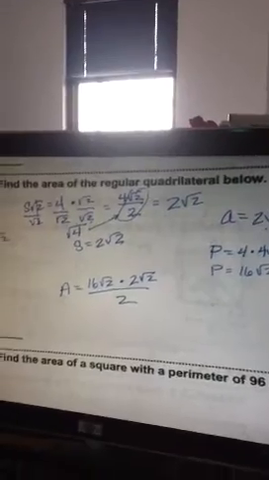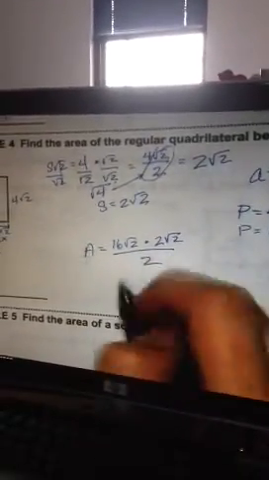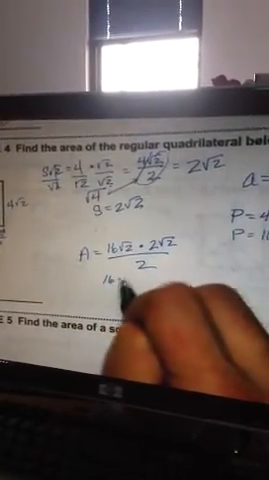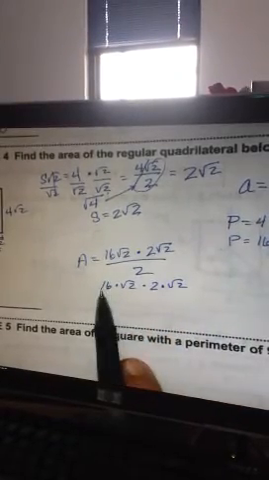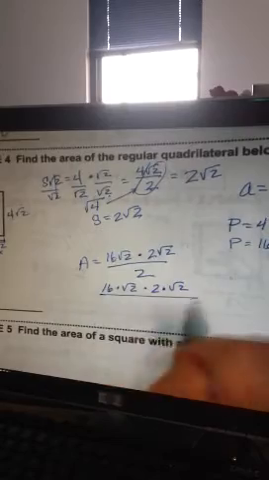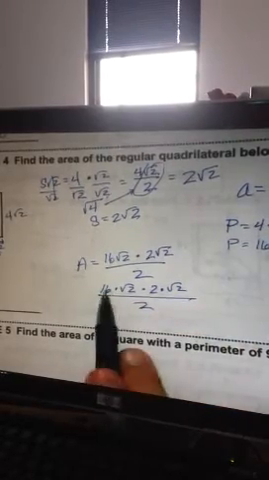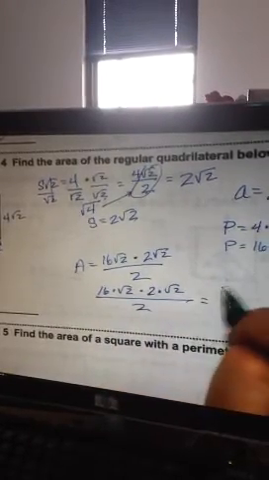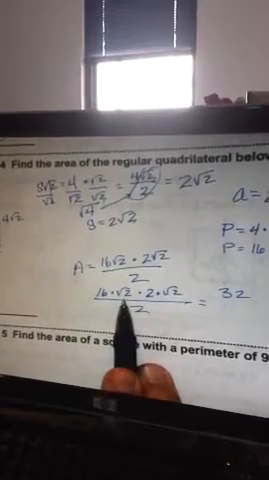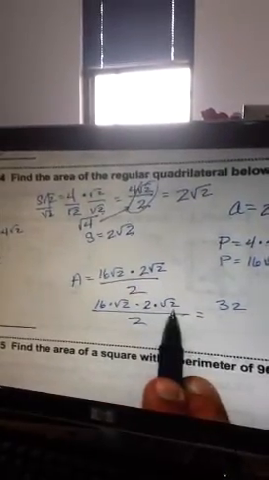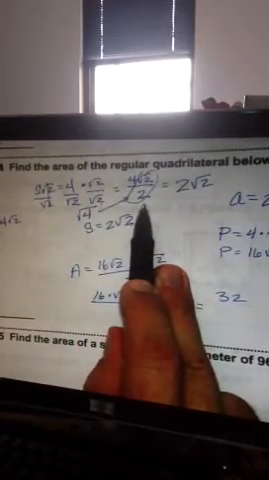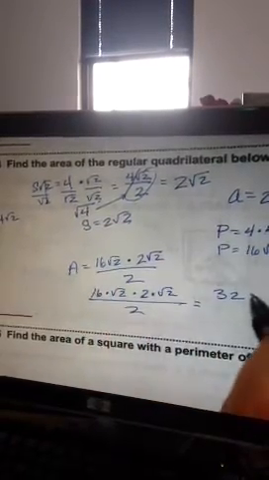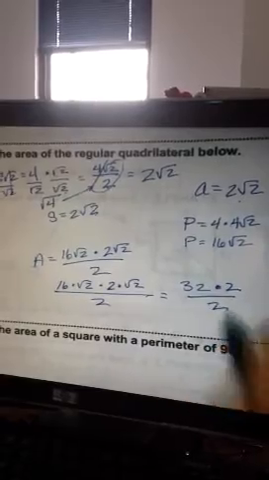Now, when you multiply this out, this is saying 16 times the square root of 2 times 2 times the square root of 2. We will multiply 16 times 2. And let me go ahead and say divided by 2 also. 16 times 2 is 32. But we also have to multiply the square root of 2 times the square root of 2. Which, just like we did up here, it's a square root of 4, which turns into 2. So it would be times 2 divided by 2.